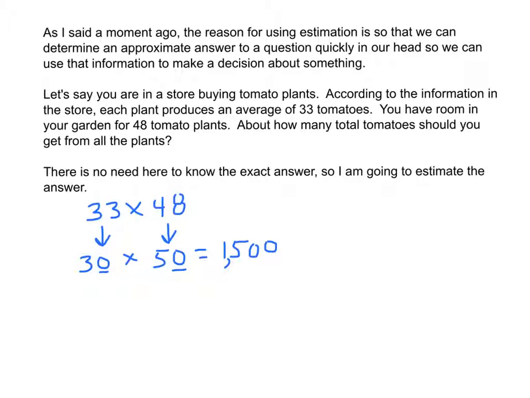Let me take a moment here and talk about what estimation is not. Estimation does not mean, first of all, finding the exact answer and then rounding off. For instance, if you were to find the exact answer to 33 times 48, you would get an answer of 1,584. I've had some people in the past do that, and then they take that answer and round it off to either the nearest 10, 100, 1,000, that sort of thing.